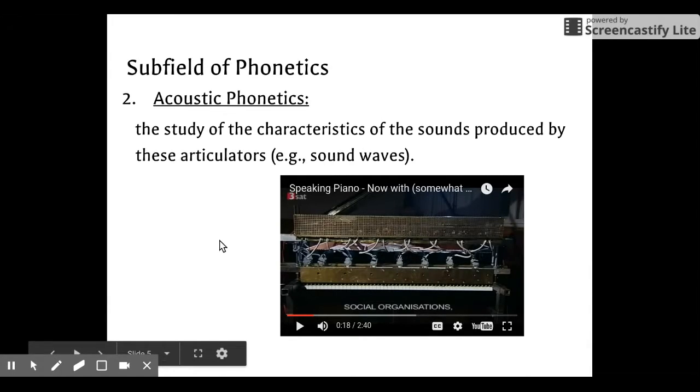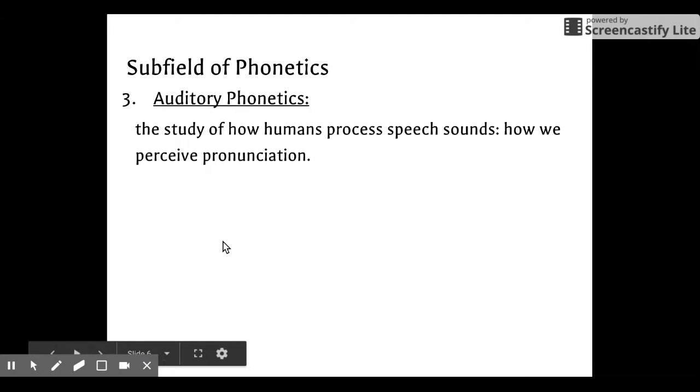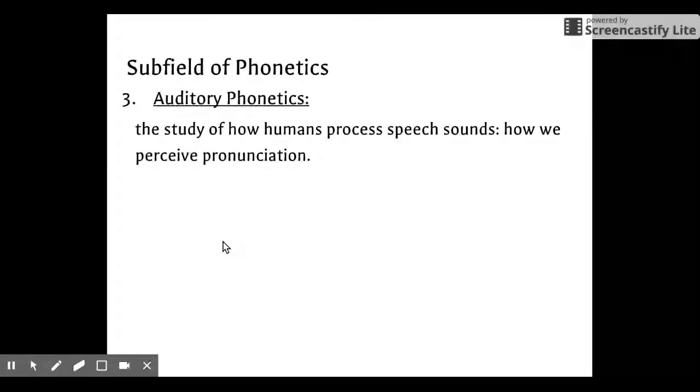And the third field is auditory phonetics, the study of how humans process speech sounds. In other words, how we hear sounds, how we perceive pronunciation.